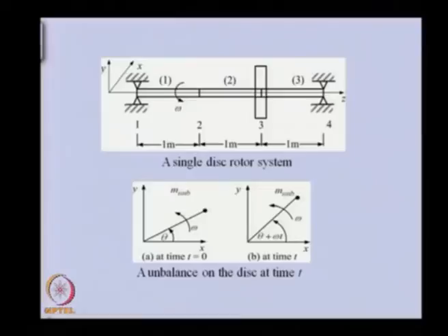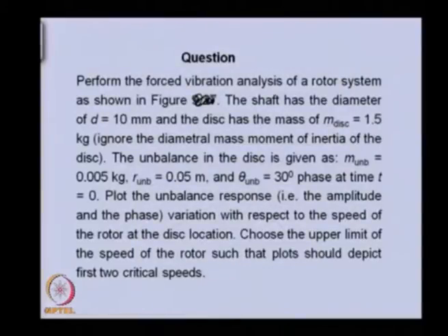So, let us see various properties especially of the unbalance. So, unbalance is 0.05 kg at a radius of 0.05 meter, and the location of that unbalance with some reference position from the shaft is, let us say, 30° phase. This is with respect to some physical reference mark on the shaft.